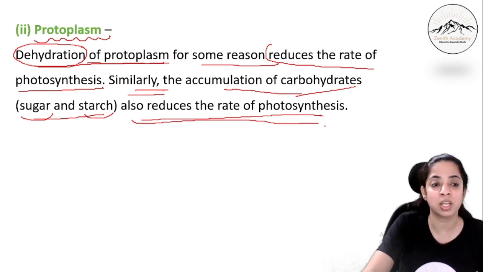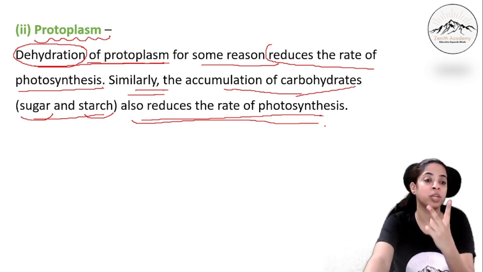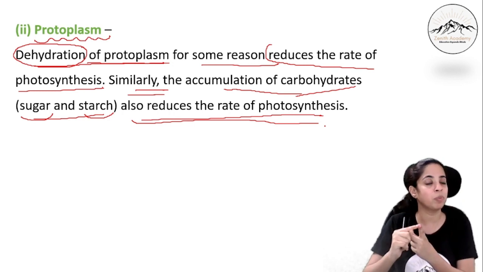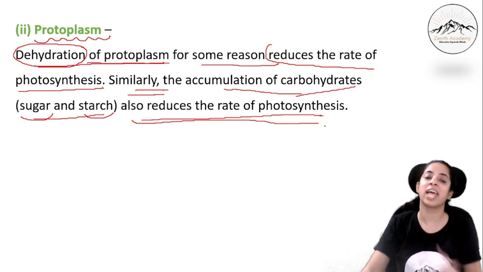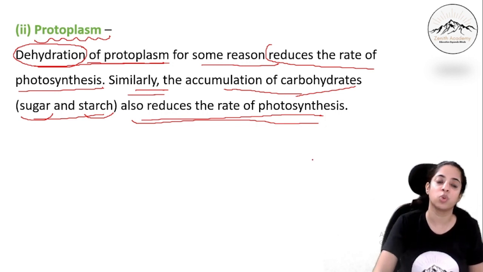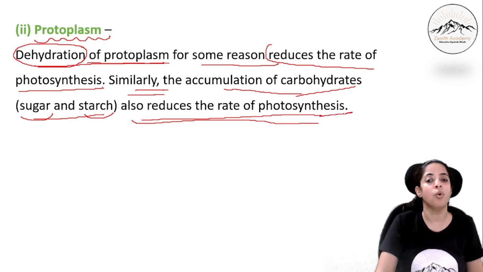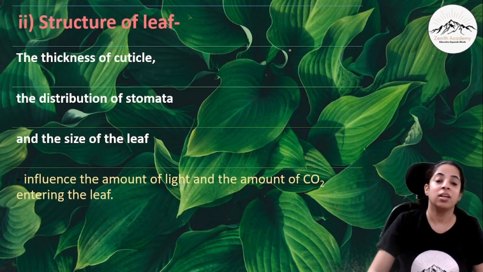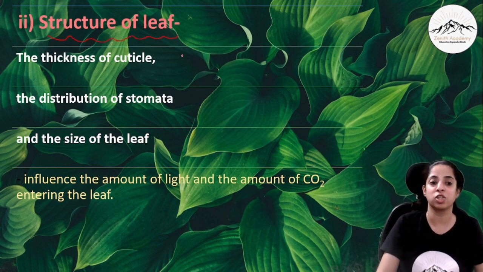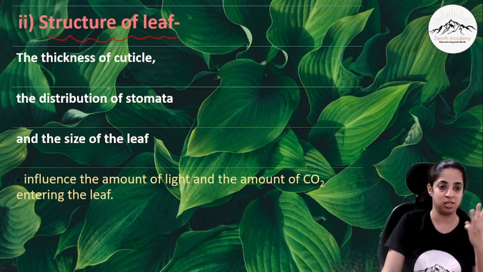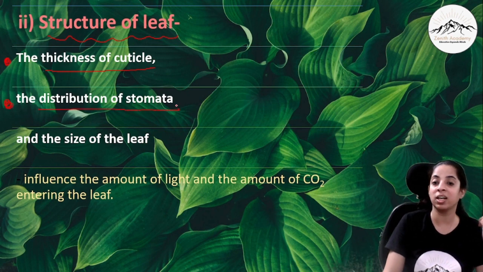So protoplasm is another factor. In protoplasm you have to remember two things. First is dehydration of the protoplasm, it reduces the rate. Second is accumulation of carbohydrates, that is sugar or starch, which reduces the rate of photosynthesis. Next internal factor is the structure of the leaf itself, what kind of structure the leaf has. There are three things that play an important role. The thickness of the cuticle, how thick the cuticle is. Second is distribution of stomata, how many stomata there are in the lower epidermis. And third is the size of the leaf.